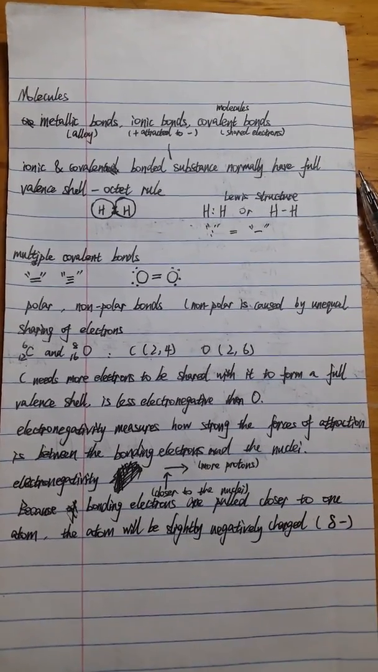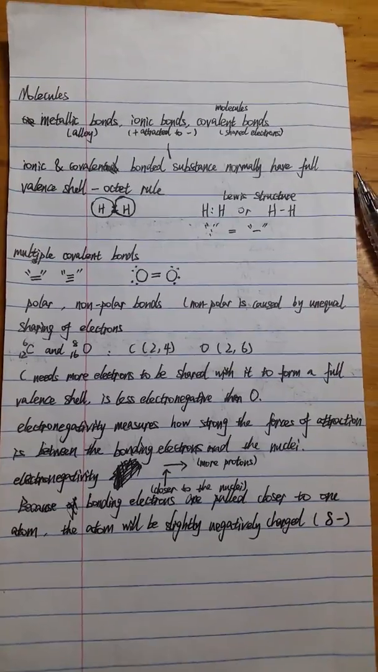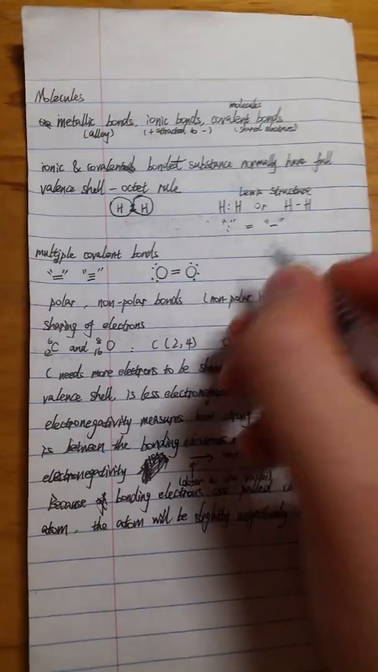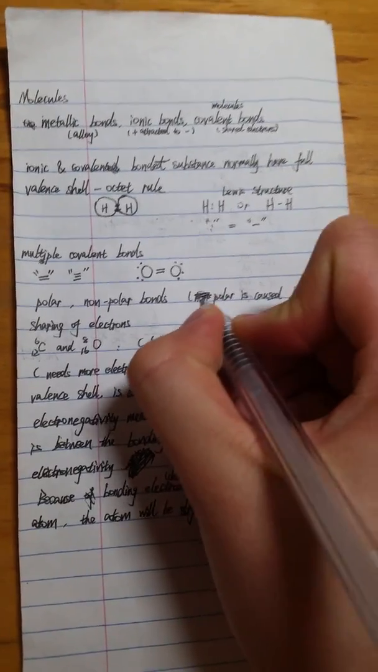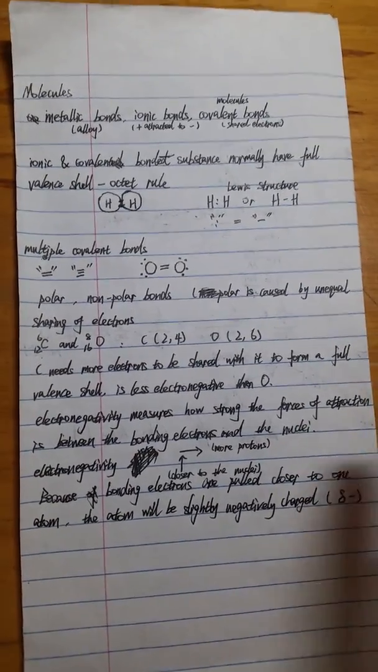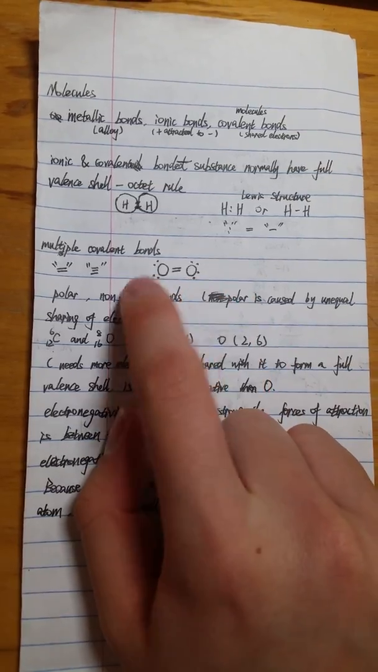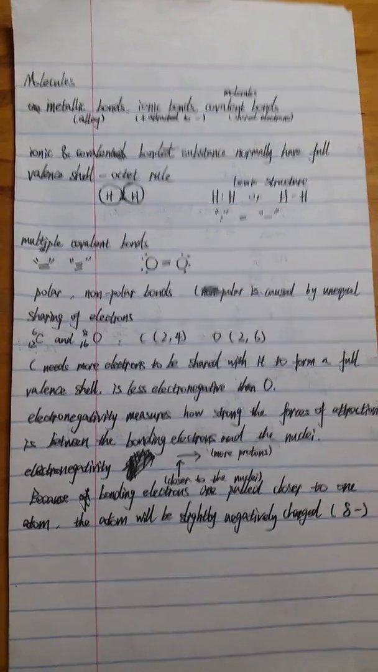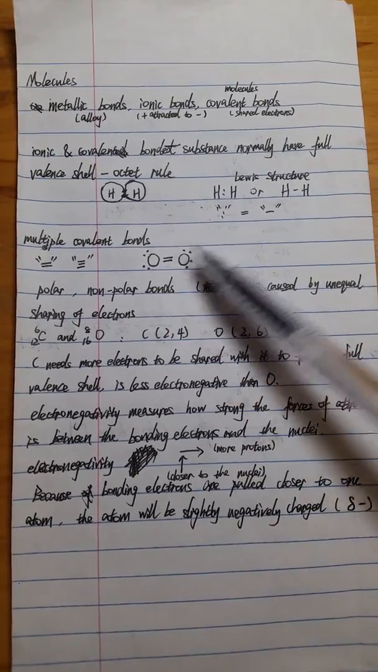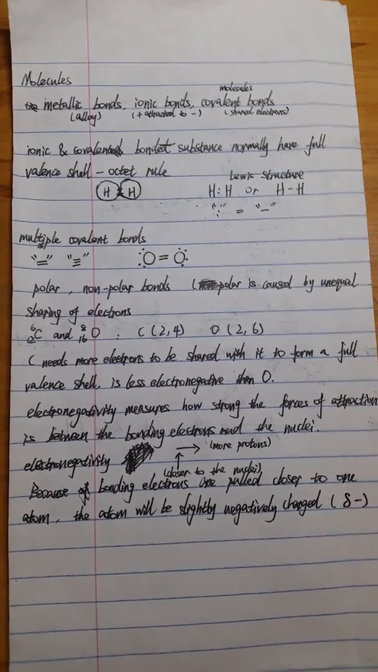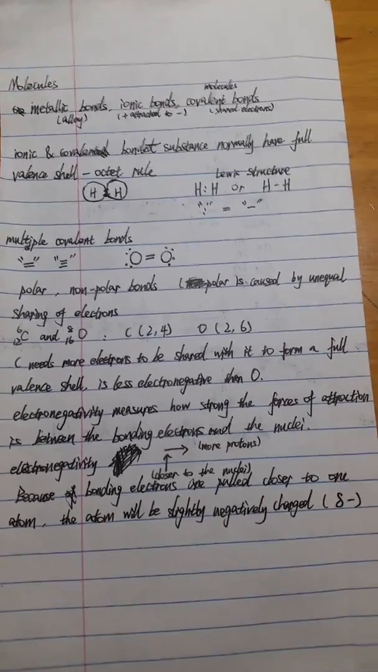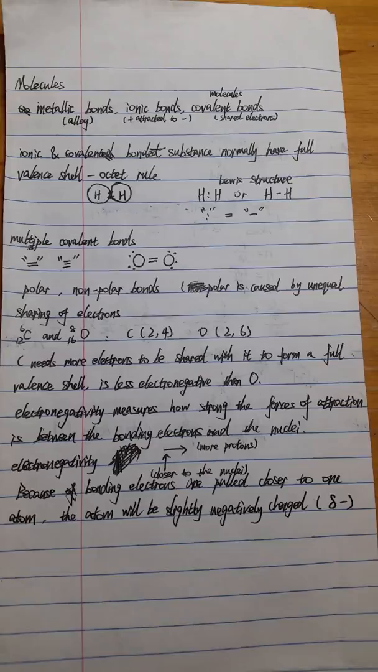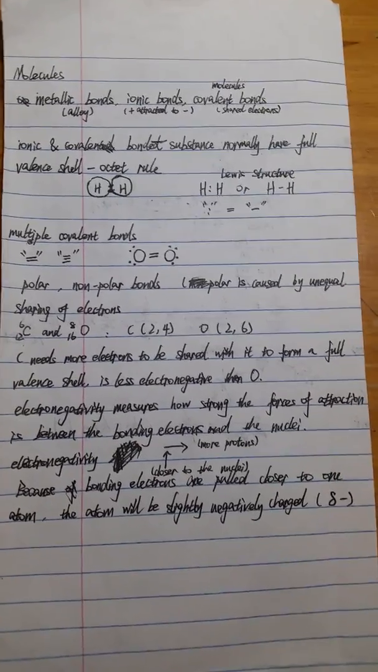Then let me introduce you to the concept of polar and nonpolar bonds. Nonpolar bonds. One example of nonpolar bonds is O2, as seen above. Why is it nonpolar? Well, because electrons are shared equally. So the distance between the electrons and their nucleus is the same.